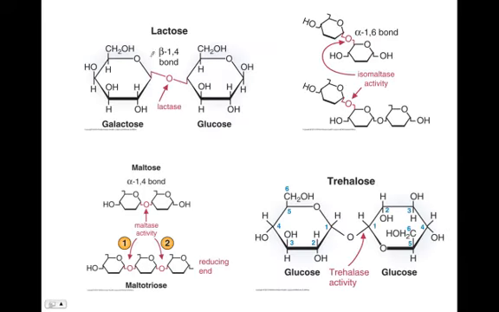So the primary disaccharides are lactose, maltose, and trehalose. And again, there are specific globular membrane-bound disaccharidases that cleave each of these different disaccharides. Lactase, for example, cleaves this specific beta-1,4 linkage. Maltase specifically cleaves the alpha-1,4 bonds. Isomaltase cleaves the alpha-1,6 bonding, whereas trehalase splits the bond between the alpha-1,1 bonding of two glucose molecules.